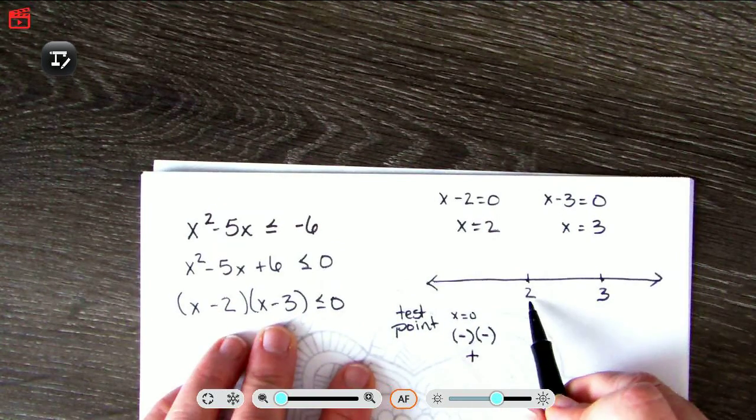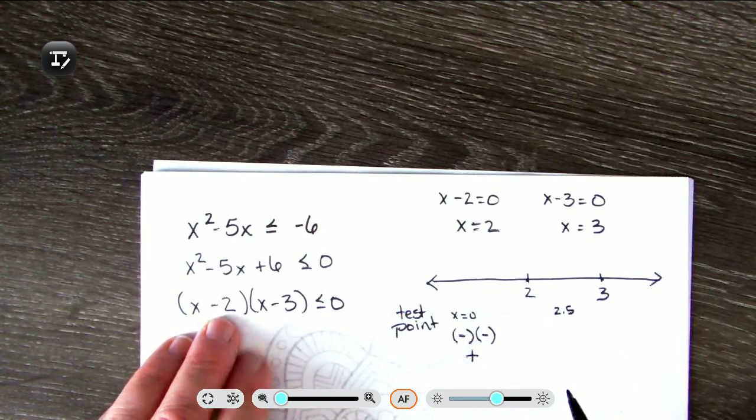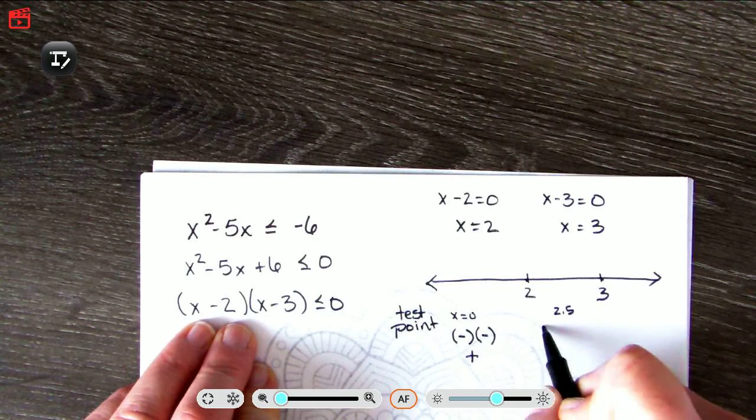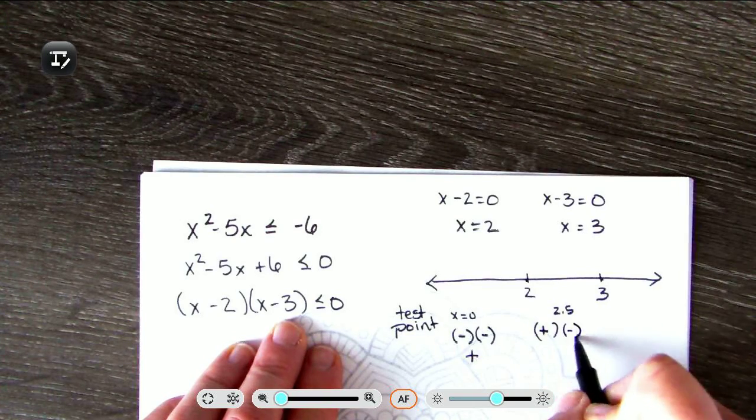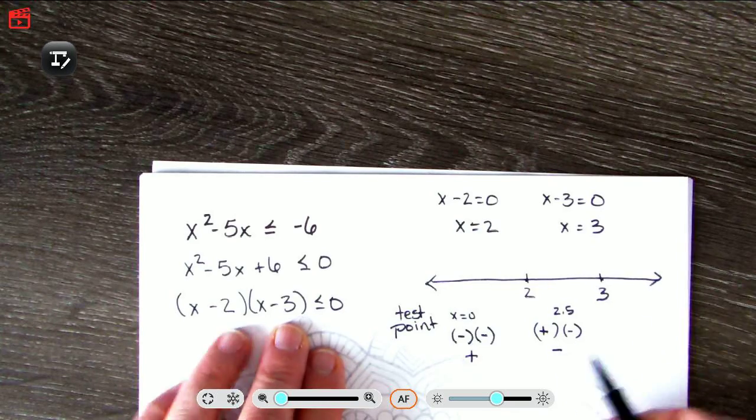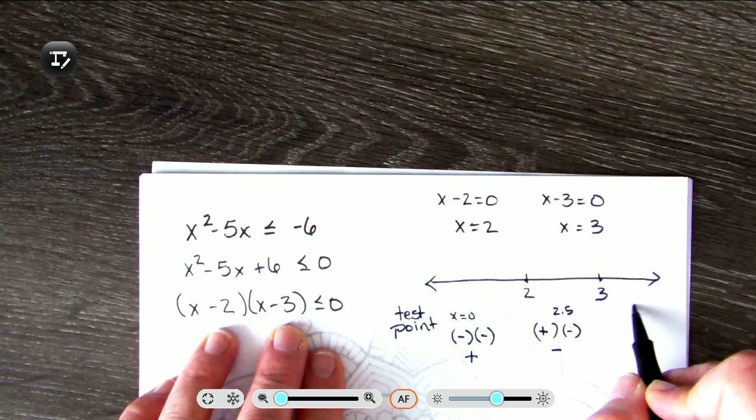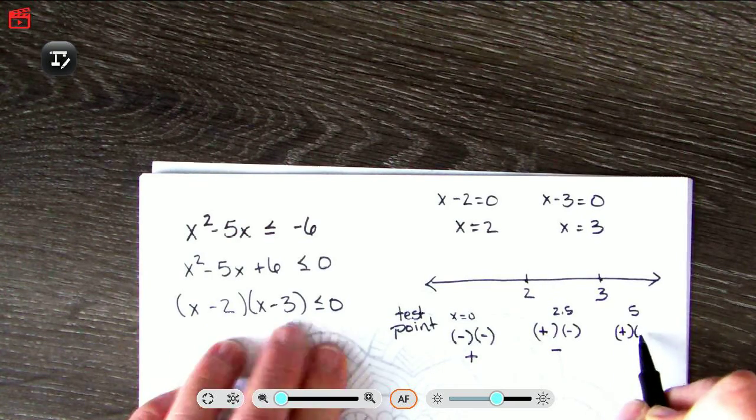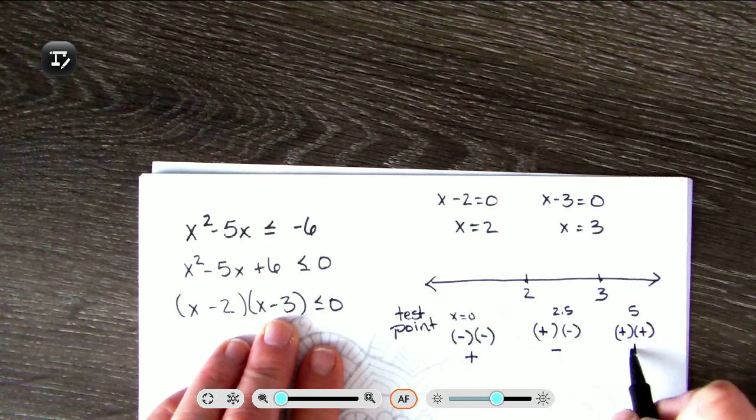Testing a value between 2 and 3, say 2.5, putting it into my factored form. 2.5 minus 2 is a positive. 2.5 minus 3 is a negative. It turns out to be a negative, because positive times a negative is a negative. Substituting something bigger than 3, say 5. 5 minus 2 is a positive number. 5 minus 3 is a positive number. Positive times positive is positive.